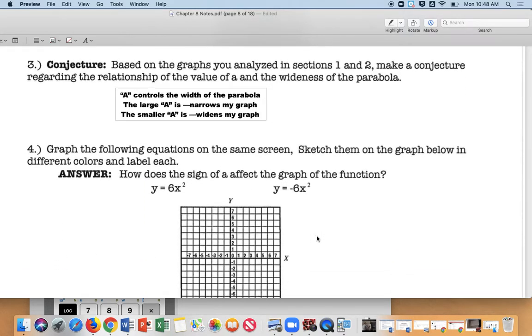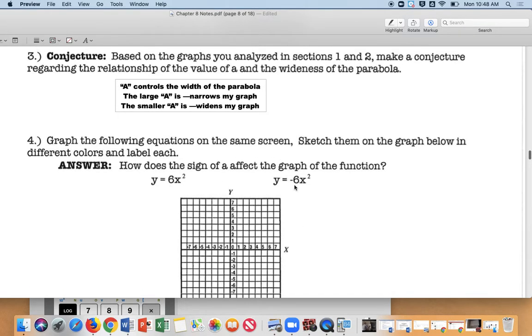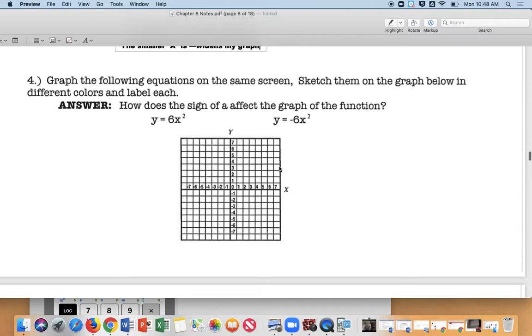Here, graph the following equations on the same screen and sketch them. Now we have number 6. Which one's wider? By what we just talked about, this one would be wider because it is larger.